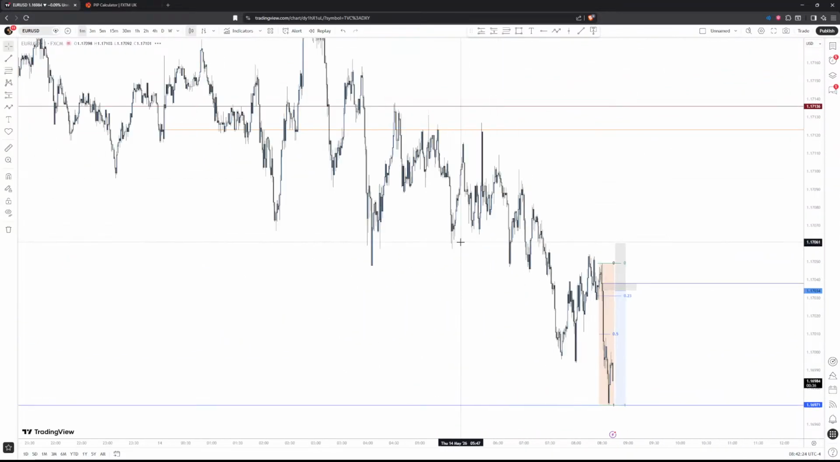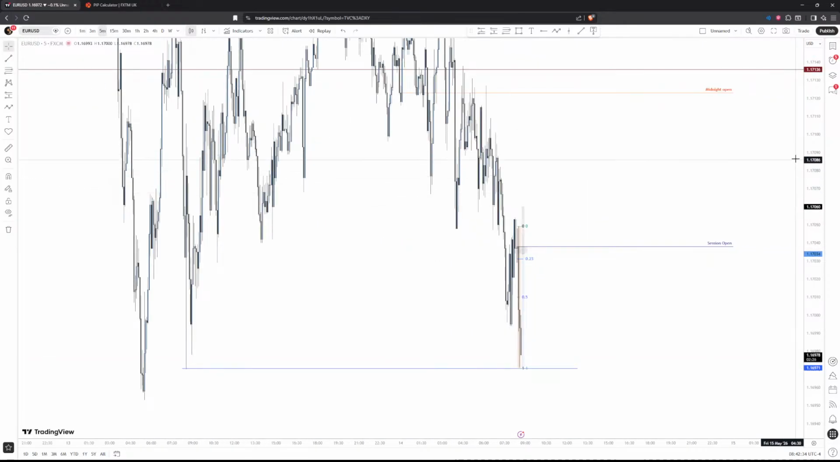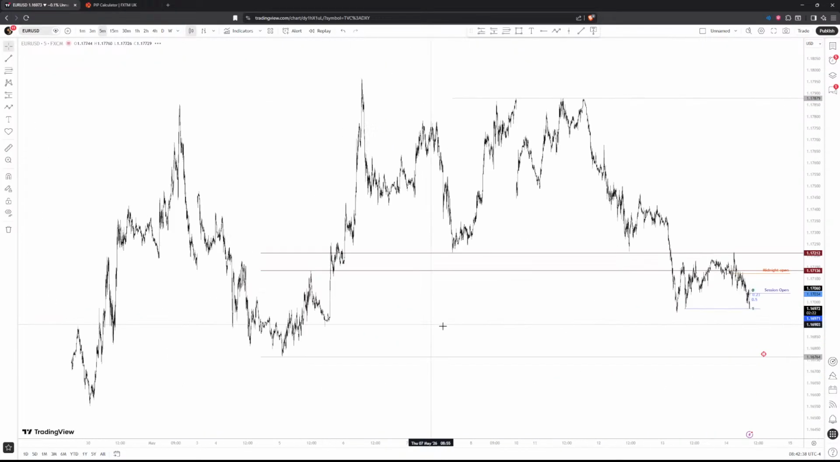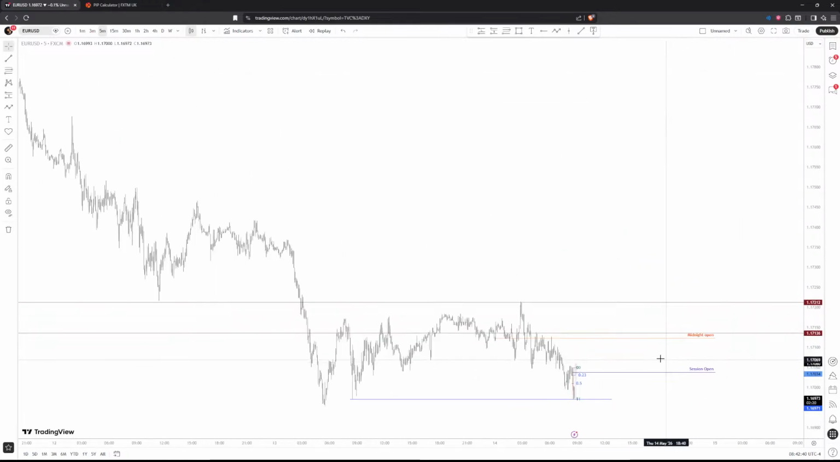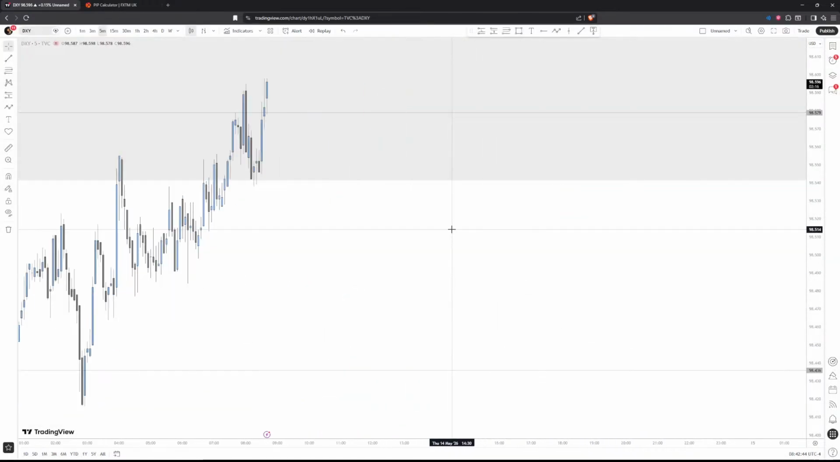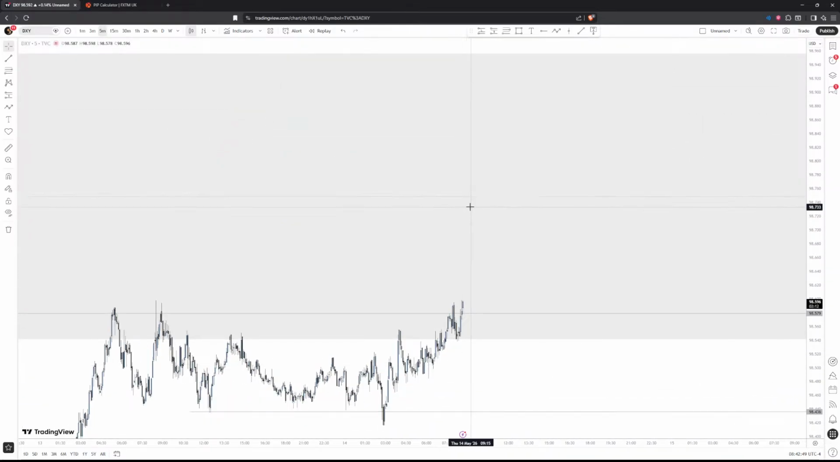So that's the top-down analysis. We get the overall context. We get the idea. The only thing I will say is, though this is the overall target down here, if you remember on DXY, we are bullish short term and then bearish. So we have a target before a reversal.